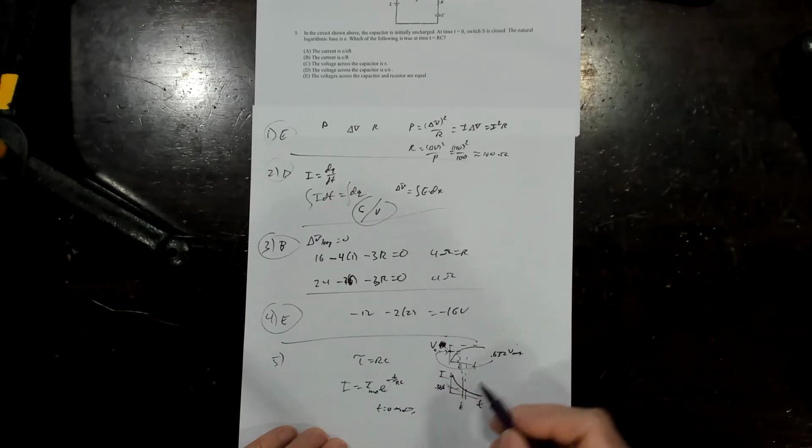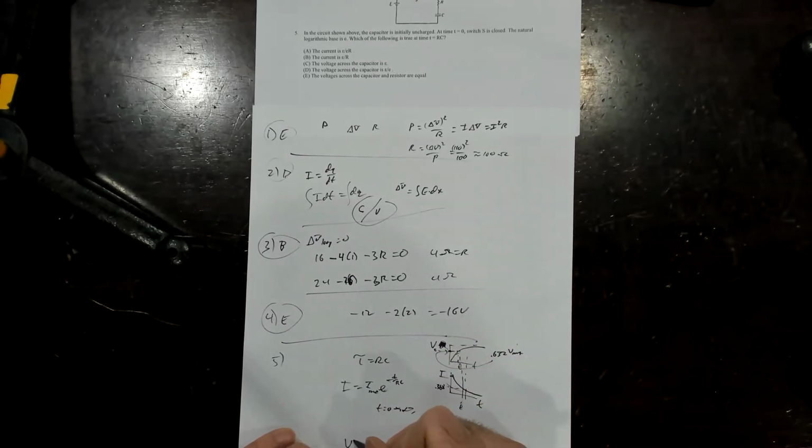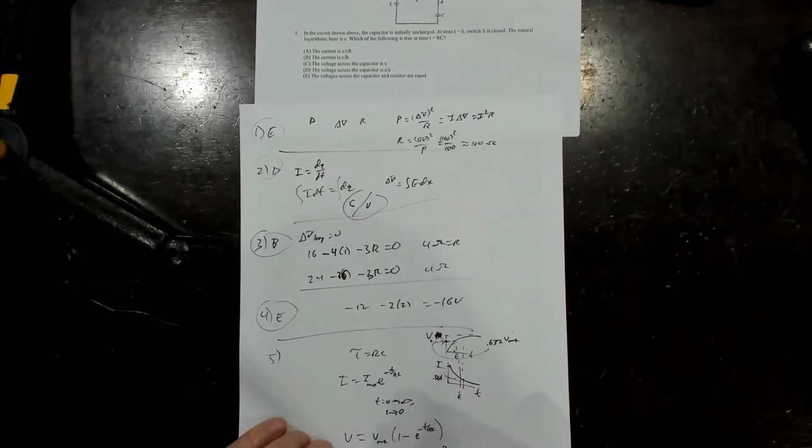When I do the voltage one, that's going to be my Vmax times 1 minus e to the negative t over RC, right? So this is from time 0 to infinity. Like I said, the current one starts at 1 and goes to 0. The voltage equation starts at 0 and goes to 1, because e to the 0 is 1, and 1 minus 1 gives me 0 for this expression.